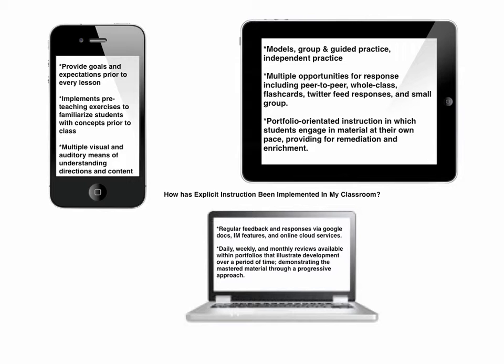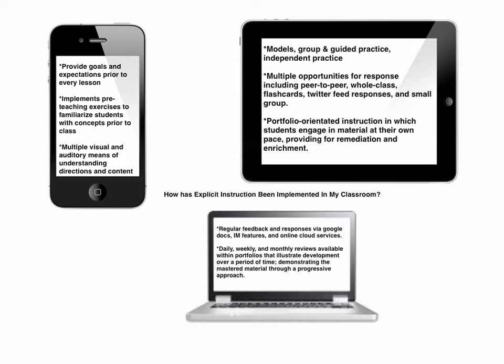Then I would implement pre-teaching exercises to familiarize students with concepts prior to class. What I like to do is the flipped classroom approach, in which they have the conceptual videos from the past in case they need remedial instruction, but they actually have the instruction prior to class. So they're familiar with the concept using that video, which is multimodal as well, prior to ever coming into class. It builds upon what they already know and their schema to build upon unfamiliar knowledge.